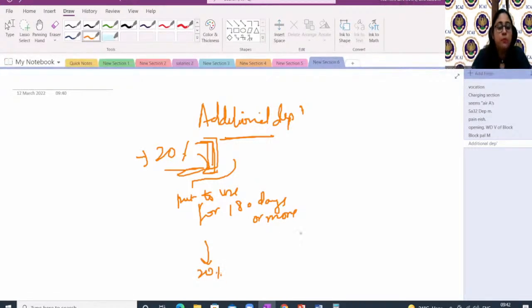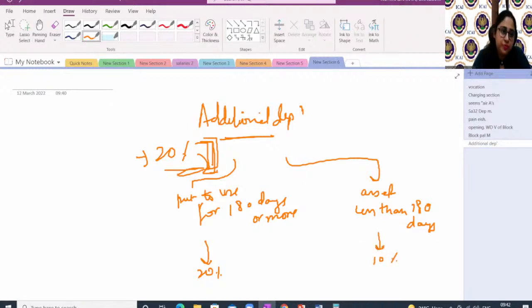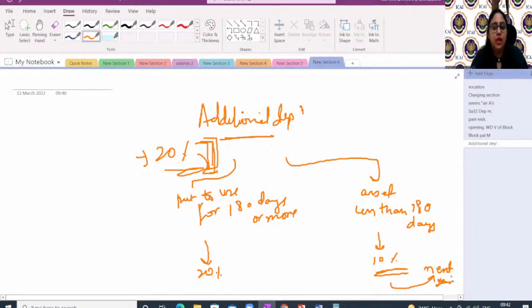Remember, but for an asset, please listen carefully, here you people get confused, which is used for less than 180 days, in that case additional depreciation would be allowed at half rate, which is 10%. But what about the other remaining 10%? The other remaining 10% would be allowed in the next year.